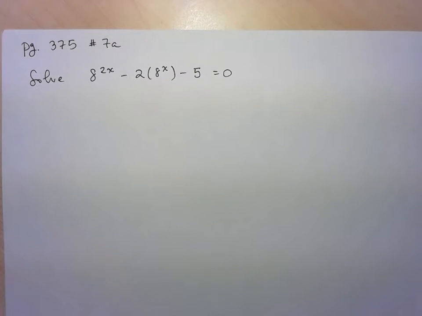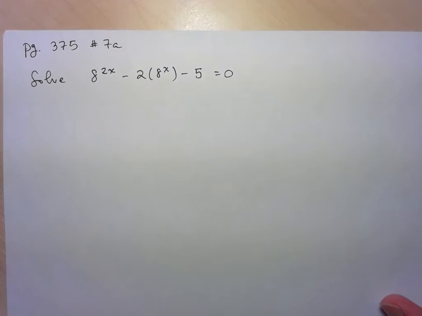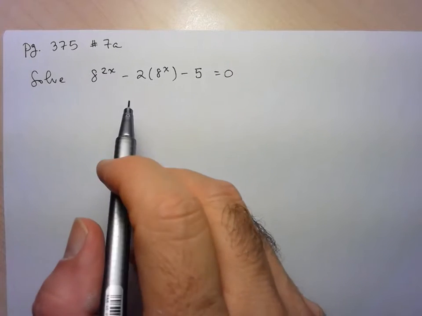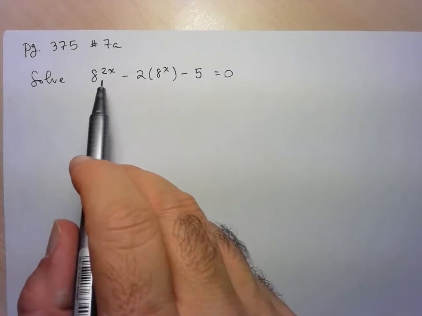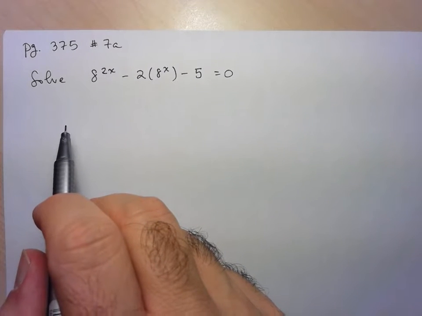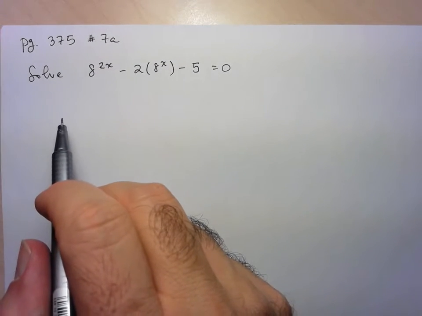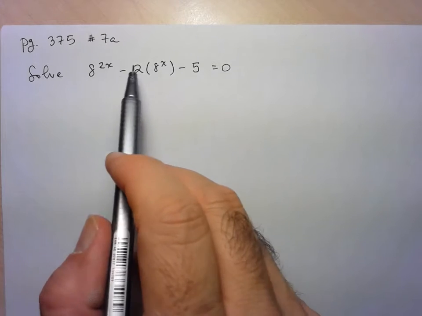Hi folks, we're going to take a look at 7a from page 375. So here we have an exponential equation that they want us to solve, and hopefully you're going to start recognizing some signs as to what type of method we should use. So here I notice that there's three terms.